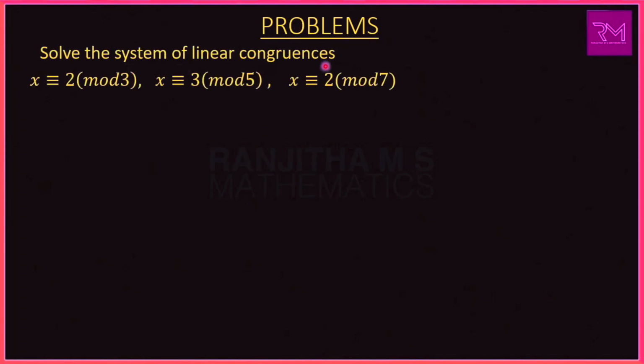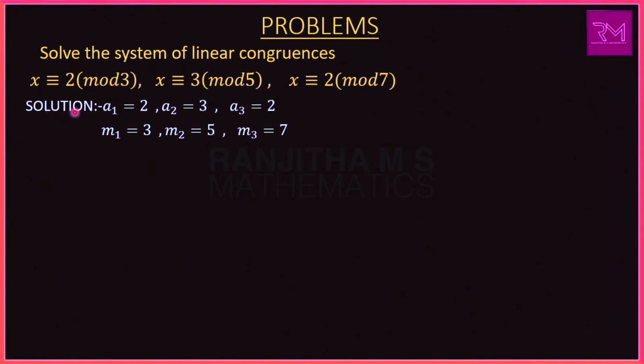Solve the system of linear congruences. x ≡ 2 mod 3, x ≡ 3 mod 5, x ≡ 2 mod 7. Here they have given a system of three linear congruences in the form x ≡ a1 mod m1, x ≡ a2 mod m2 and x ≡ a3 mod m3.